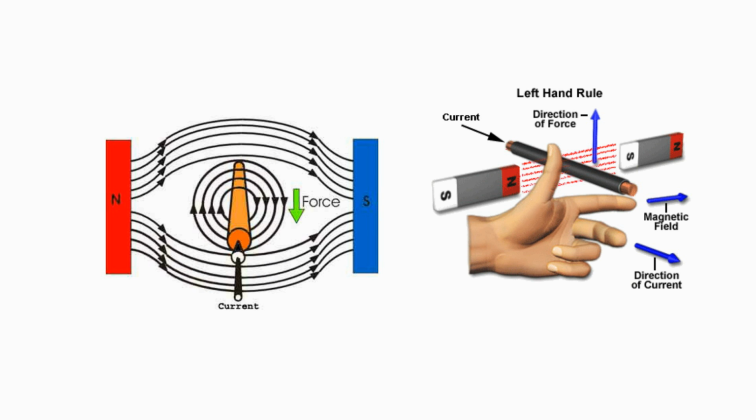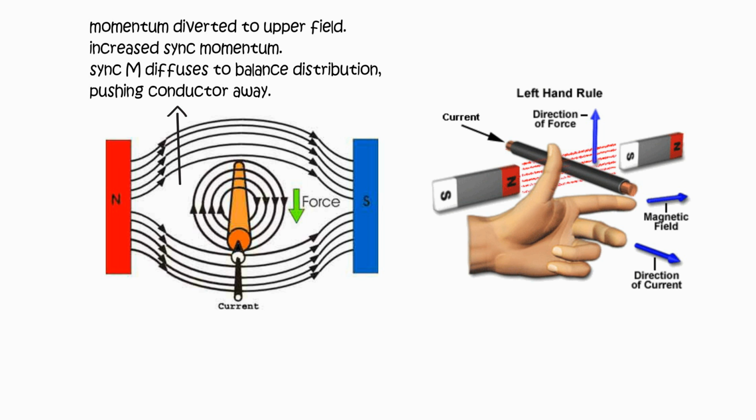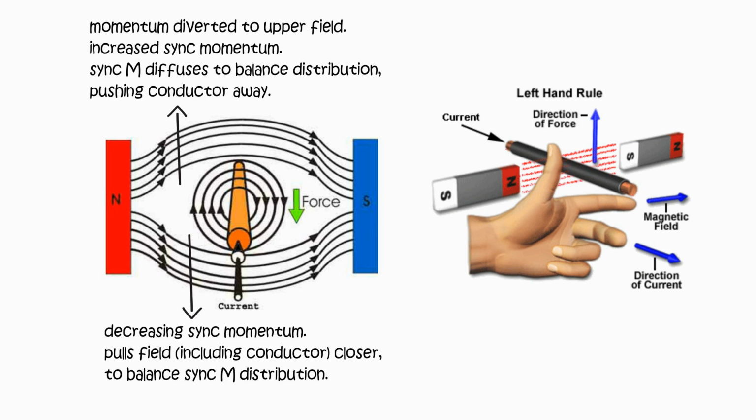Electromagnetism. An electron passing through a magnetic field experiences kinetic force according to the left-hand rule. Momentum in the magnetic field is diverted to one side. The side with increased synchronized momentum pushes the conductor away, while the opposite side with decreased synchronized momentum pulls the conductor nearer, to balance the field of synchronized momentum.